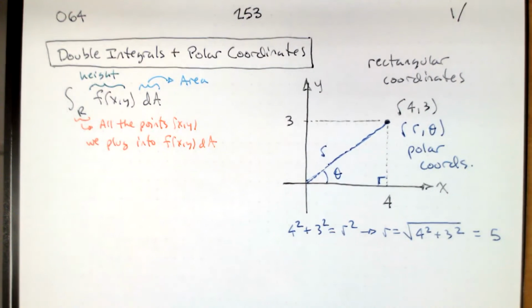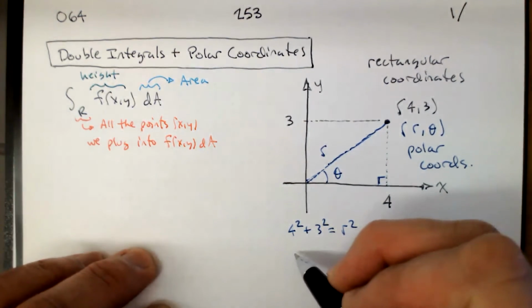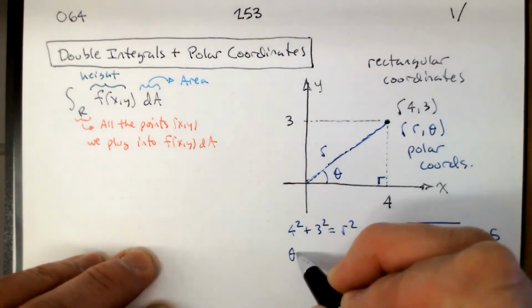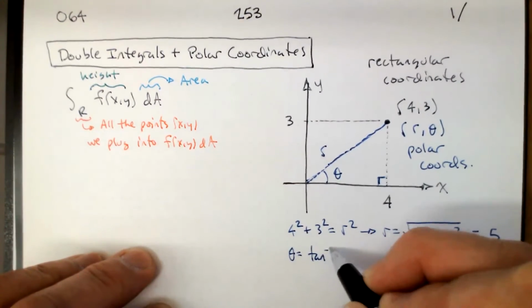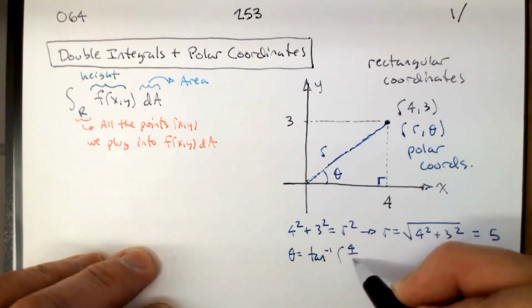The values that we know are opposite. The y is opposite and the x is adjacent. So we could use tangent, opposite over adjacent.